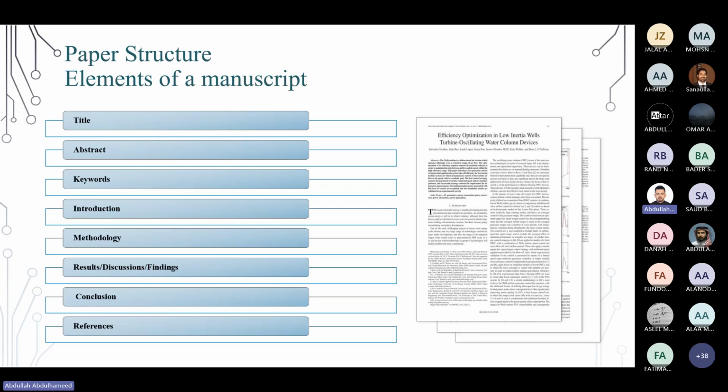For example, the methodology and the results. Also, the abstract is important. I will go one by one. First, I will explain how we structure each one of these elements, and then I will explain the things that you should do and things you should avoid for each one of these sections. And hopefully, inshallah, after today's session, you will have a very clear idea and very clear information about paper writing.